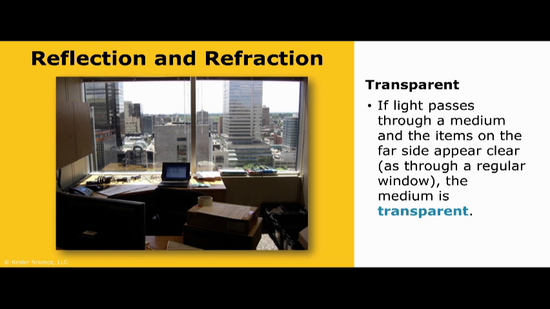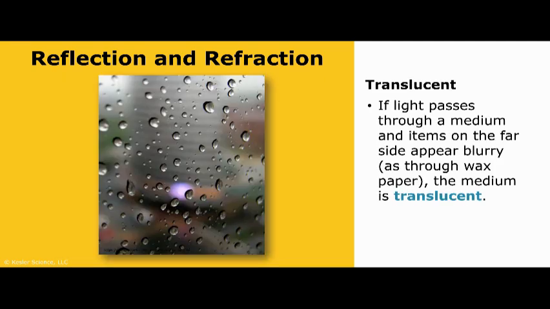We have transparency. Transparent. If light passes through a medium and the items on the far side appear clear, as through a regular window, the medium is what we call transparent. Now, another big word that's similar to transparent is translucent. If light passes through a medium and items on the far side appear blurry, as through wax paper, the medium is translucent.